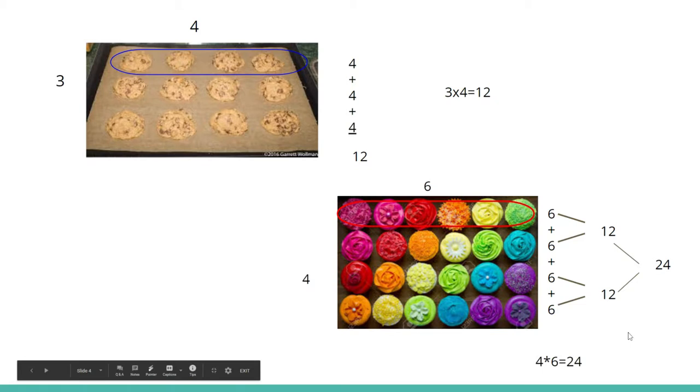So my multiplication problem is 4 times 6, or 4 rows of 6, that gives me 24.